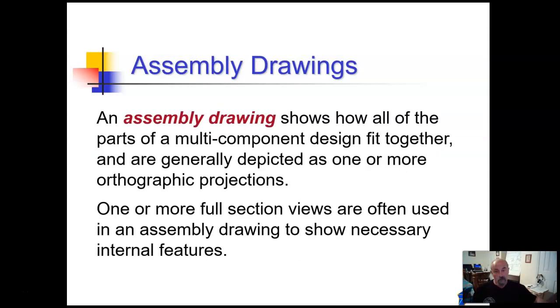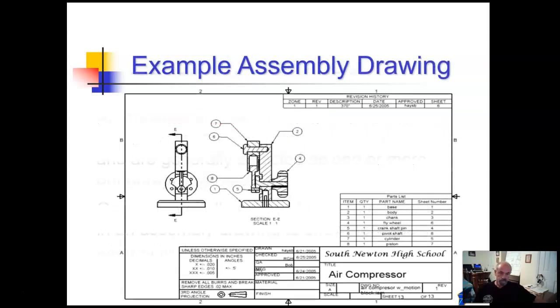An assembly drawing shows all of the parts in a multi-component design that fit together and are generally depicted as one or more orthographic projections. One or more full section views are often used in an assembly drawing to show all the necessary internal features as well.